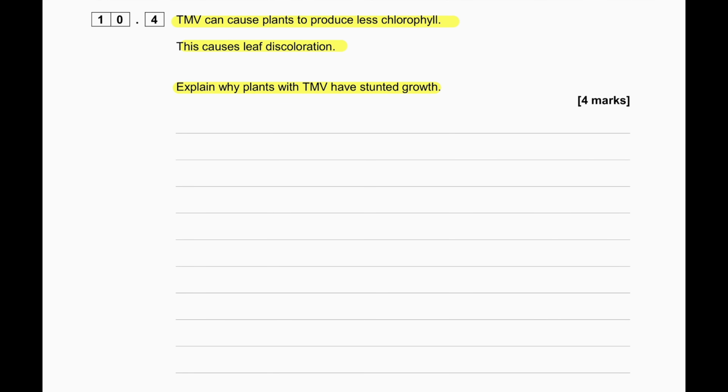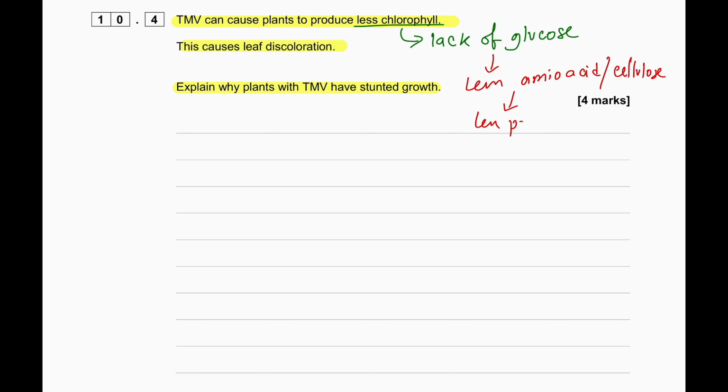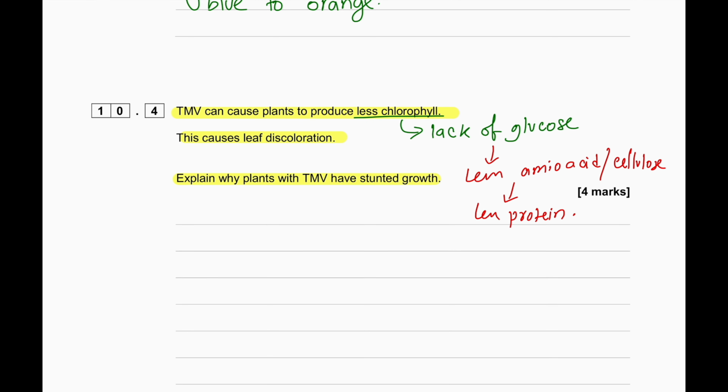So the TMV virus doesn't allow the plant to produce chlorophyll, and because there is less chlorophyll, there will be a lack of glucose. And a lack of glucose will lead to less amino acid and cellulose. And lack of amino acid will lead to less protein for growth. So keeping this in mind, we also need to understand that glucose is needed for energy.